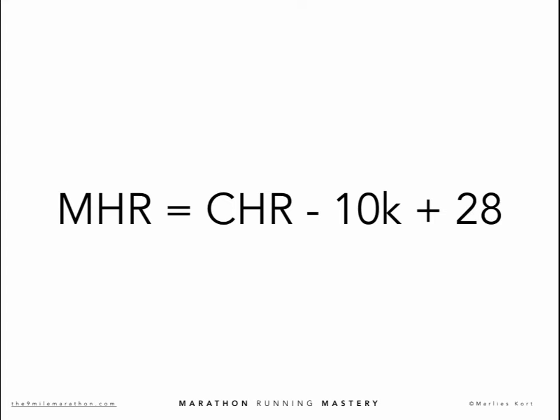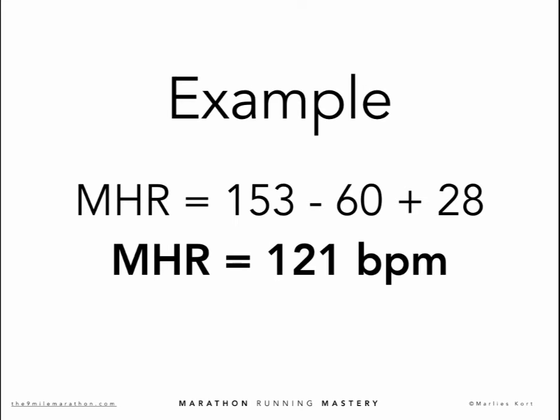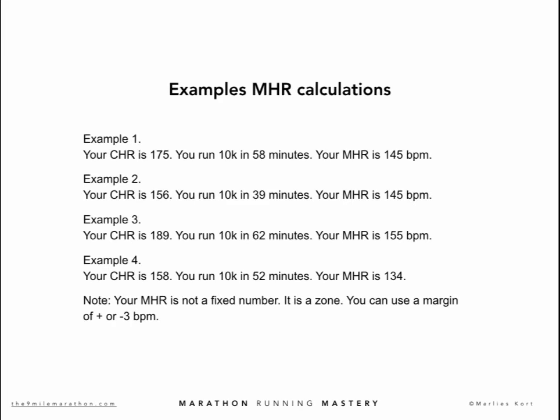In the example we used today, we found a CHR of 153. When your best 10K is 60 minutes, your MHR will be 153 minus 60 plus 28 equals 121 BPM. Below you will find a couple of sample equations. Example 1. Your CHR is 175. You run 10K in 58 minutes. Your MHR is 145 BPM.